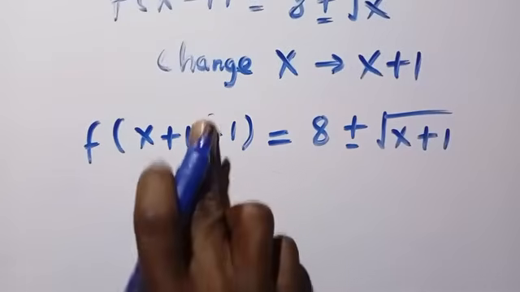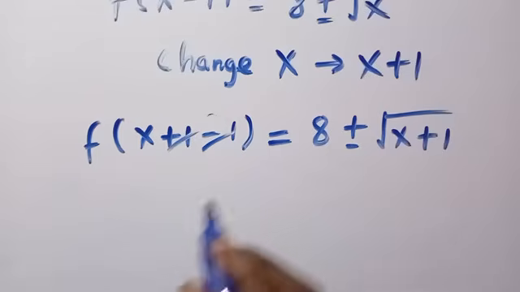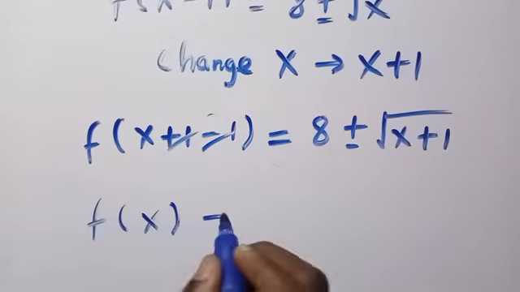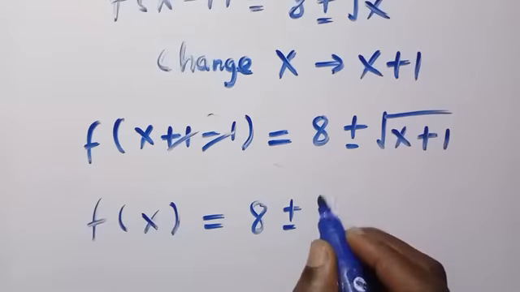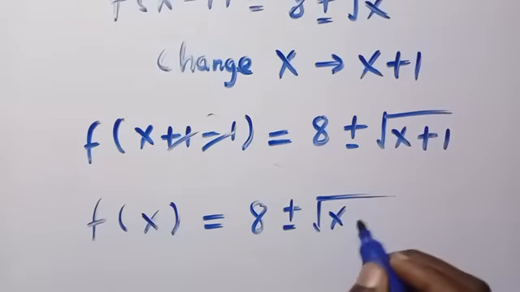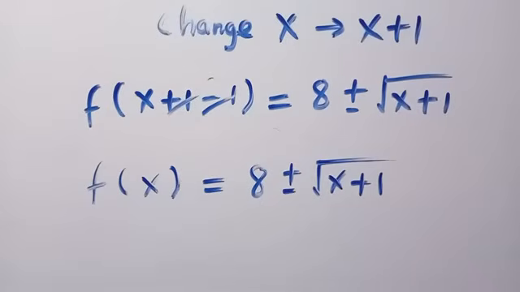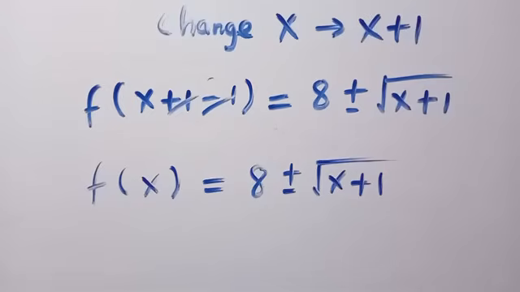Then we have minus 1 already in the question, so this and this cancel. When this cancels, we have f of x equals 8 plus or minus the square root of x plus 1. This is the value for f of x, but with a condition here, because we have a root.